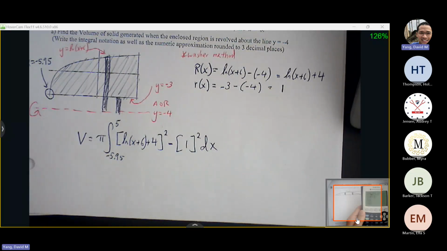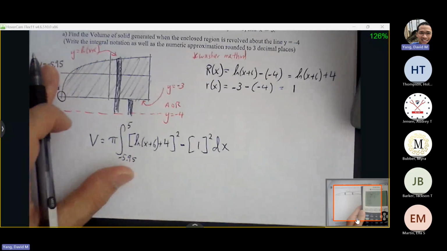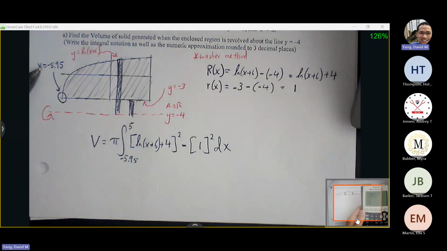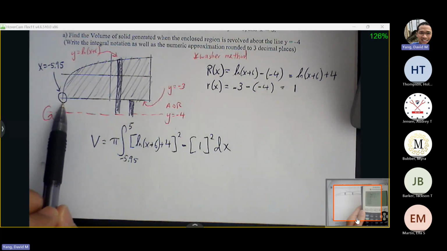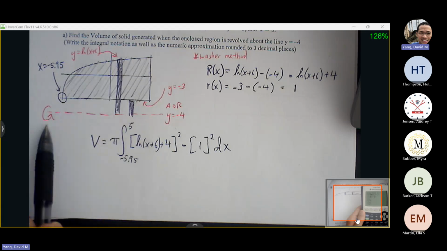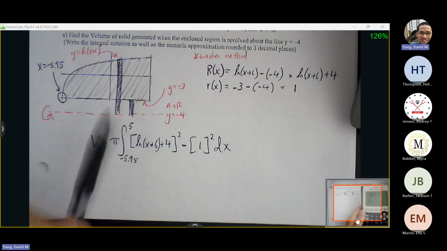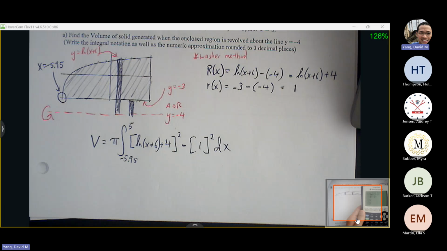Should the left bound be where natural log of x plus 6 intersects with the AOR? No, it doesn't touch the AOR. Remember, the axis of revolution has no say as to what your boundaries are. Your bounds are just the shaded region. And that goes for area, disk method, washer method, and cross section. Just the shaded region for your bounds.